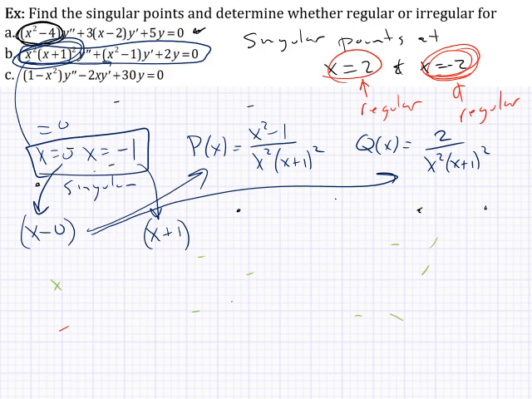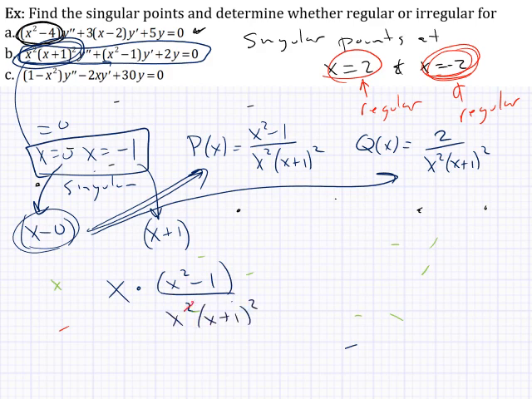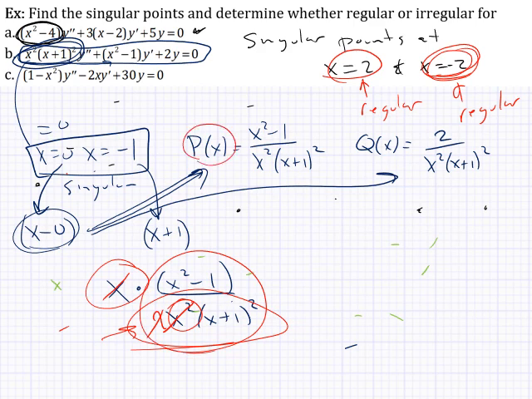Would it remove the singularity in either case? And the answer would be no, because if I multiply p of x by just x minus 0, which is x, I would cancel this x and this x, but I'd still be left with an extra x down here because there's a square. Now, if x was 0, it would still make this denominator 0 even if I multiplied by that. And therefore, this would still be a singularity of this fraction. P of x would not be analytic, and therefore this would be an irregular singular point. I don't even have to look at q of x once that p of x one doesn't work.